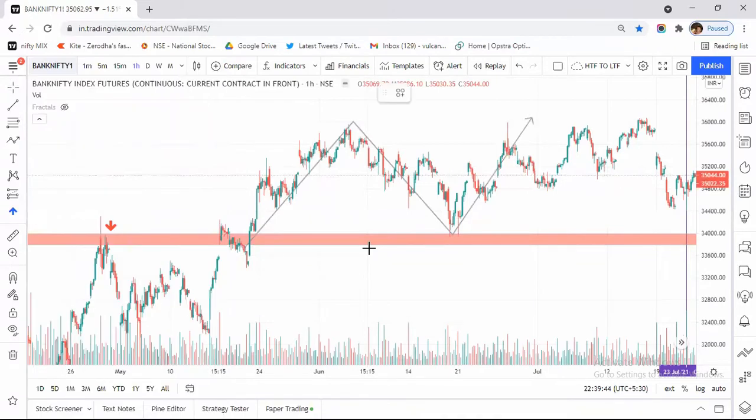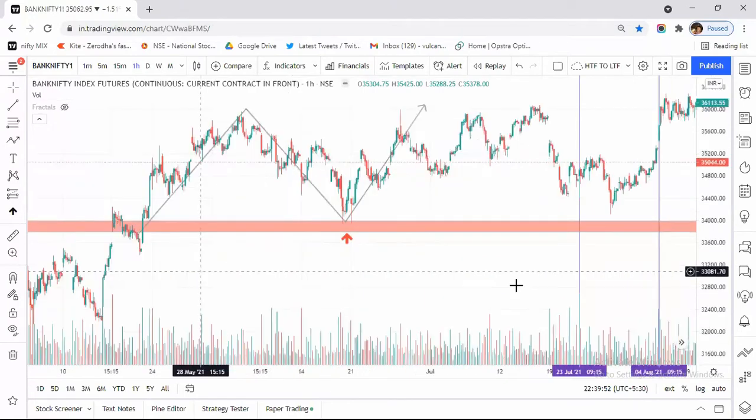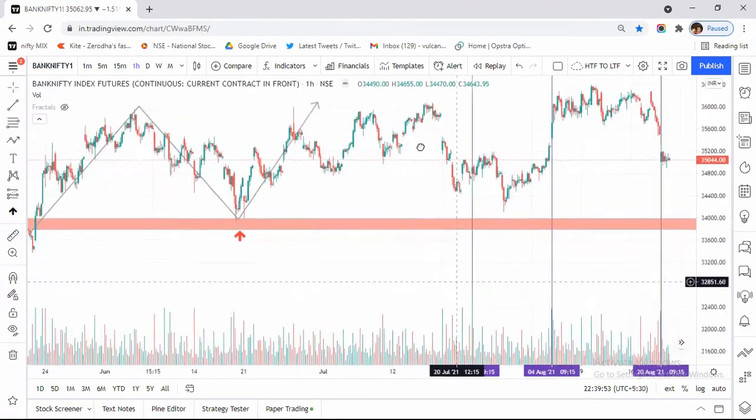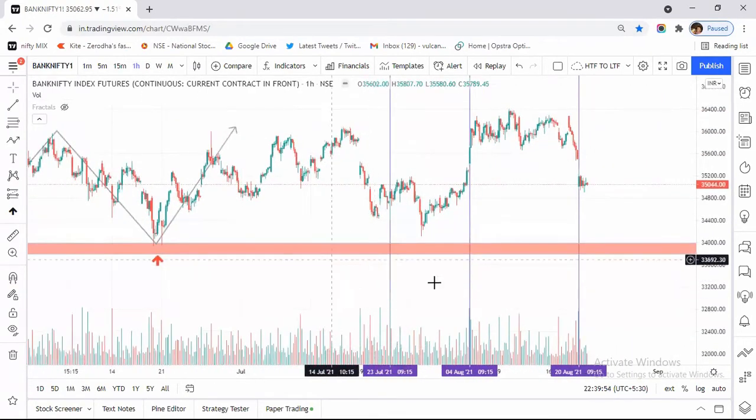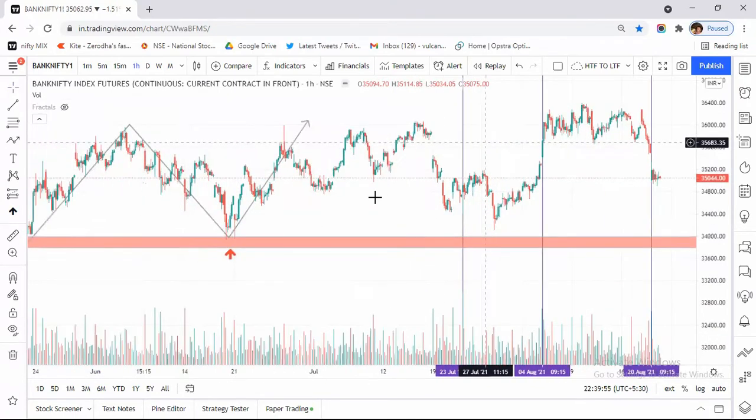Now, can we do this in 5 minutes or 15 minutes? Because price is fractal, so here also.